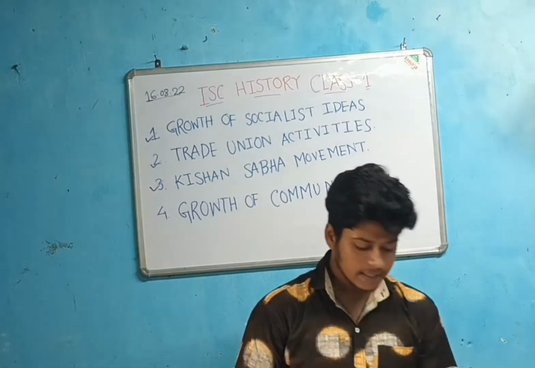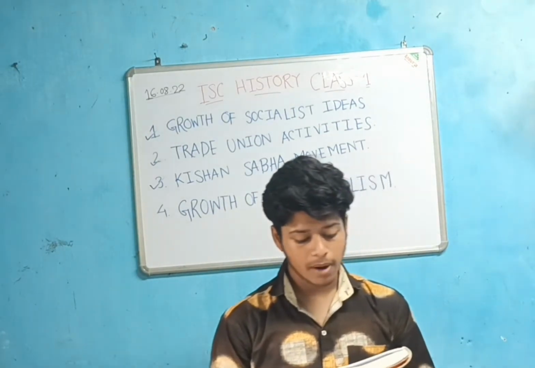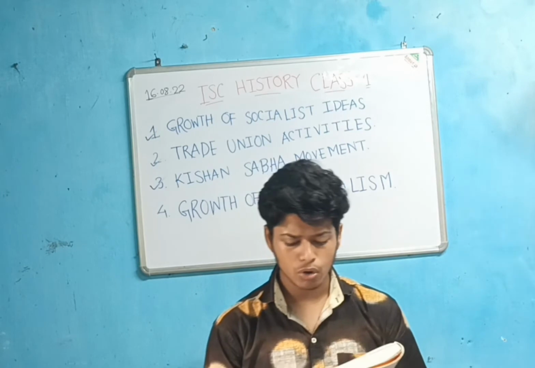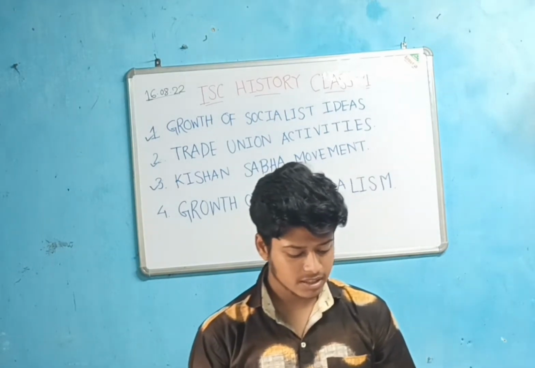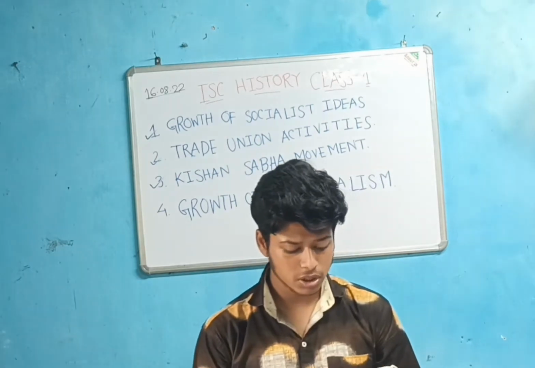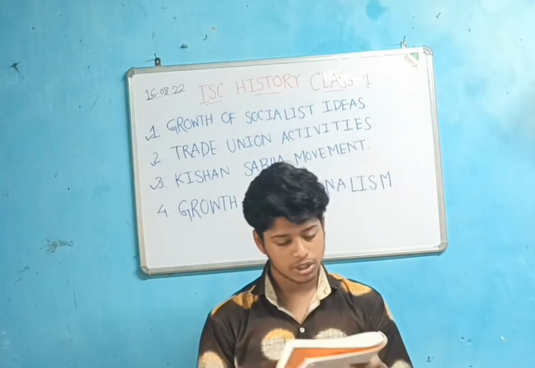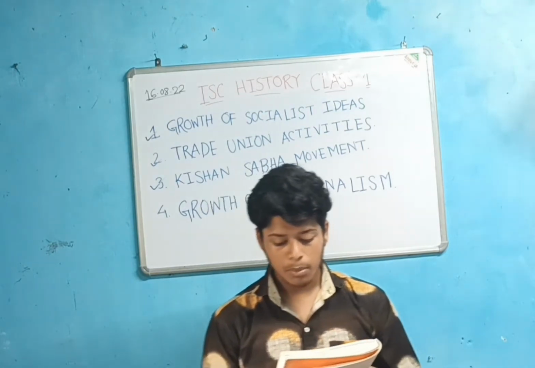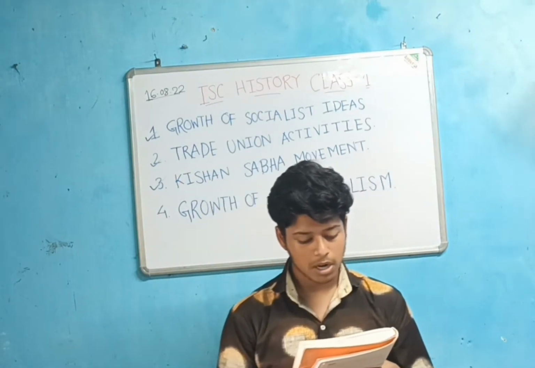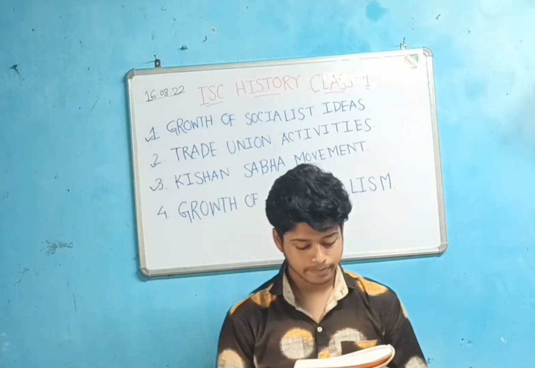So in the Kisan Sabha movement, what has been told? The excessive burden of taxation, fear of eviction, no occupancy right on land, rise in prices of essential commodities, torture of landlords, and passive attitude of the authority compelled the peasants to revolt against the authority. Thus, a number of peasant revolts took place in various parts of India during the 1920s and 1930s.